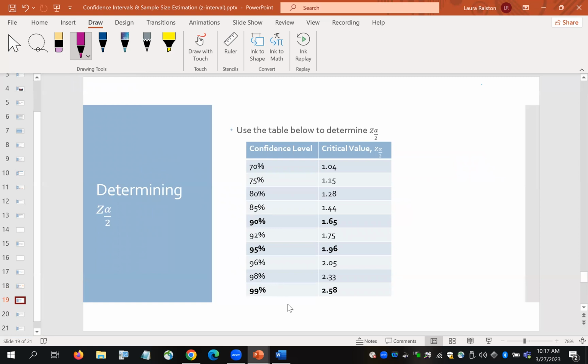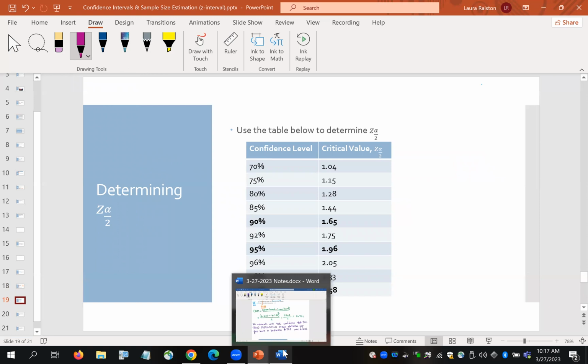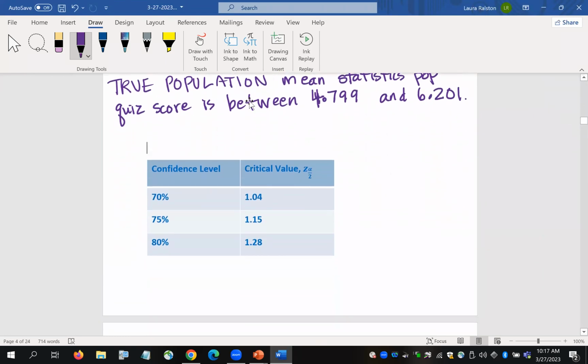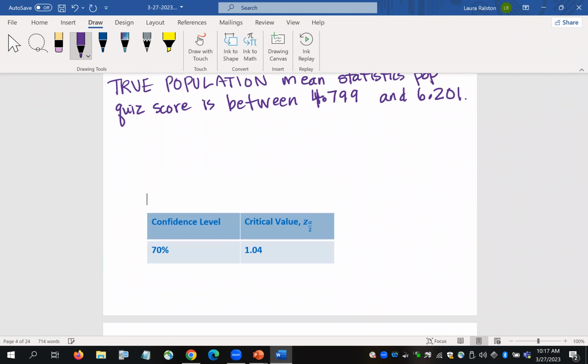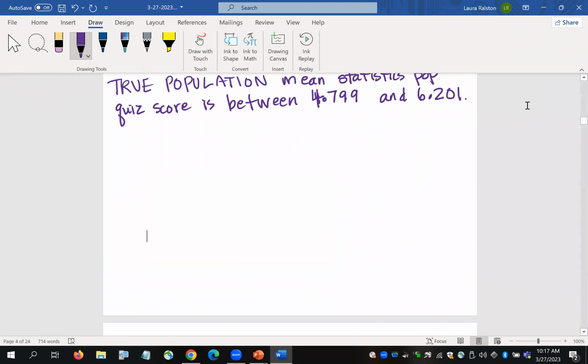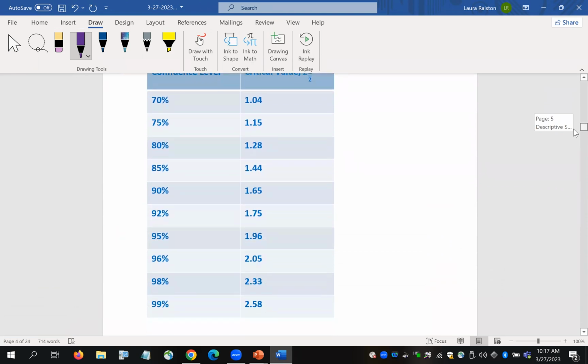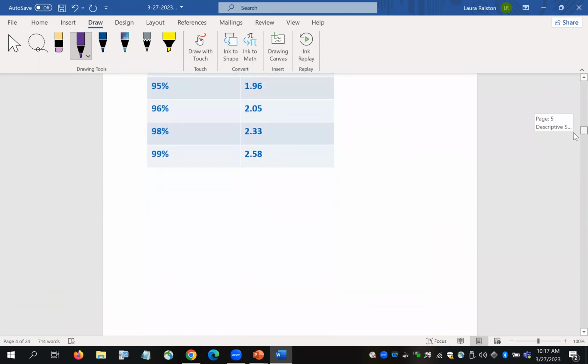So I know that that table is given on the midterm. It's not something you have to memorize. I copied it this morning onto our Word document so that I would have it to reference as we're working through the examples. Okay.